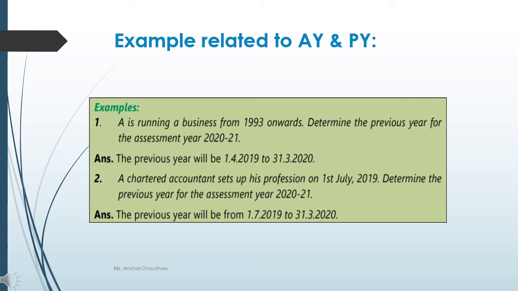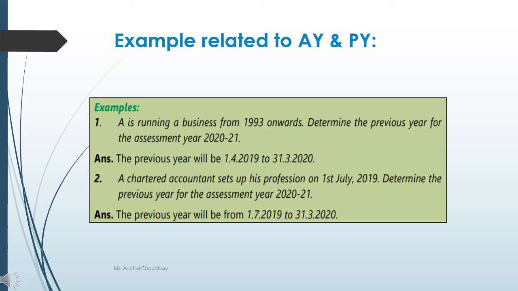Example number 2. A chartered accountant sets up his profession on 1st July 2019. The business was set up on 1st July 2019. So now you have to determine the previous year for the assessment year 2020-21.